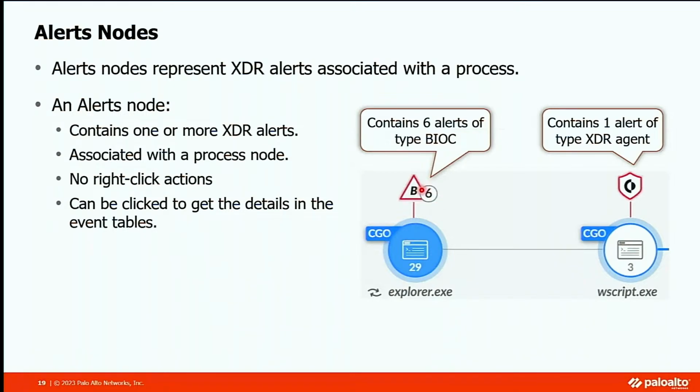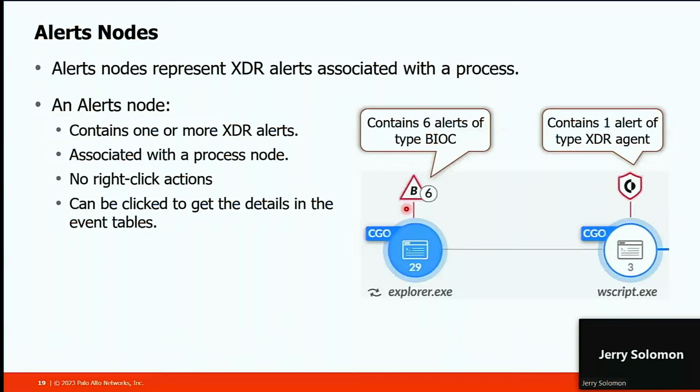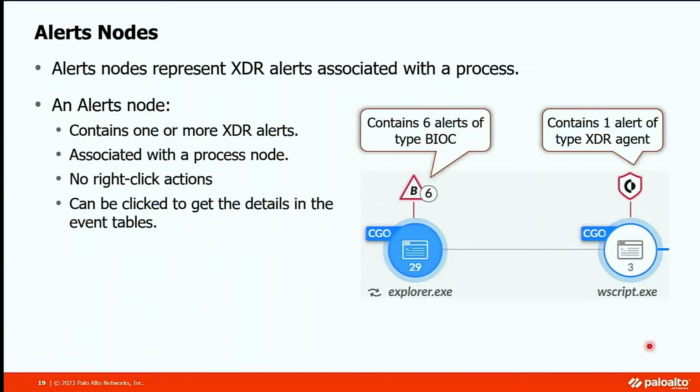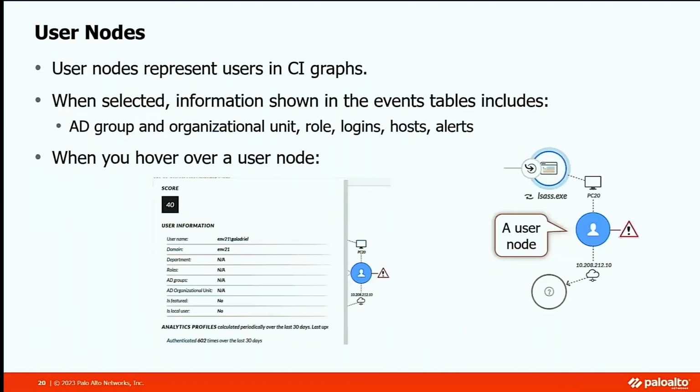All right, so alert nodes, you don't have right click. It's right click on a process node, not the alert node, but you can click on them. And if I want to see those 6 different BIOC alerts, you know how with a, yeah, I showed you. We also have other node types as well. So here we see a user node.